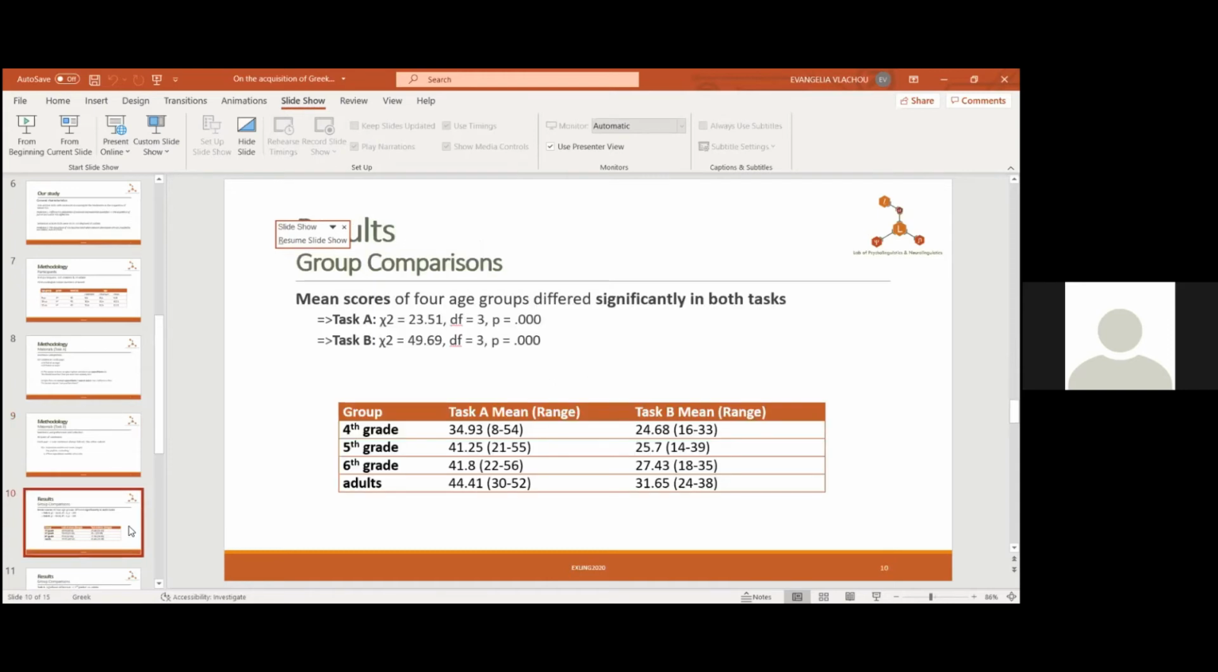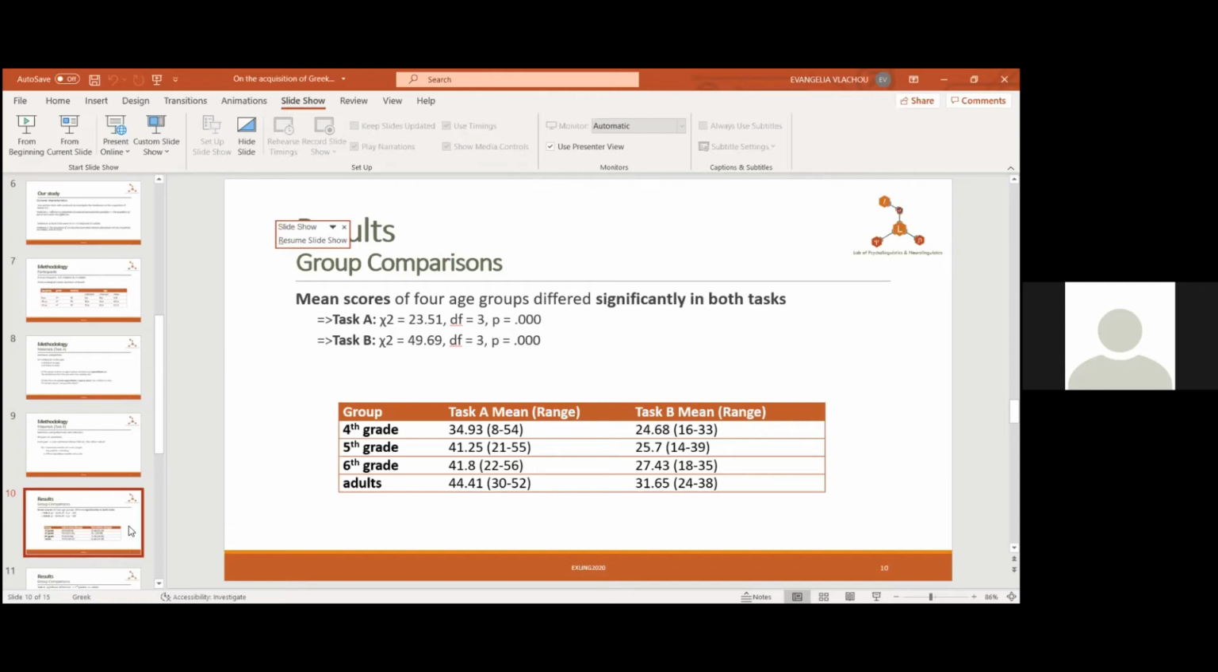Now, let's move on to our results. First, regarding group comparisons. The chi-square values given in the table that you see on the slide are the results of the Kruskal-Wallis tests that show that there is a significant difference among all groups in each task.